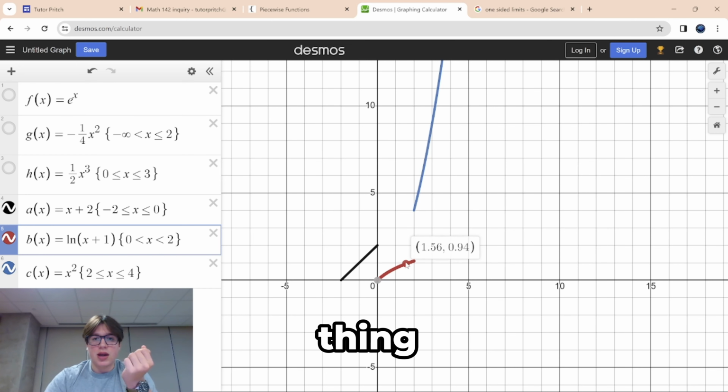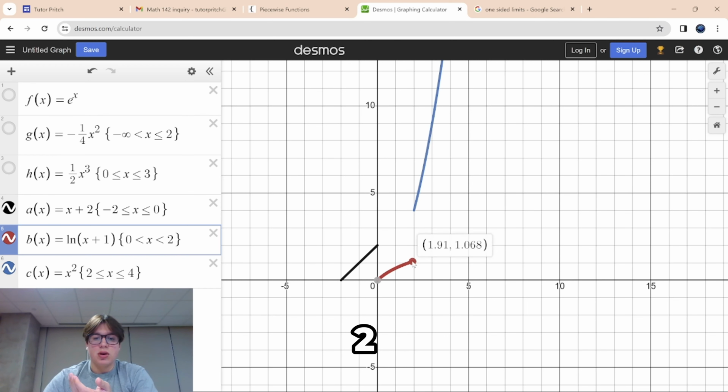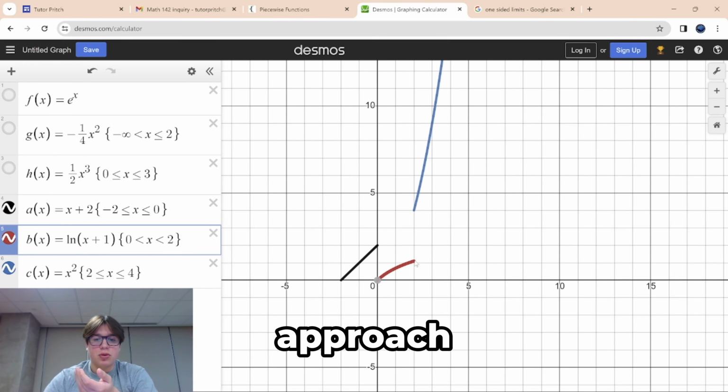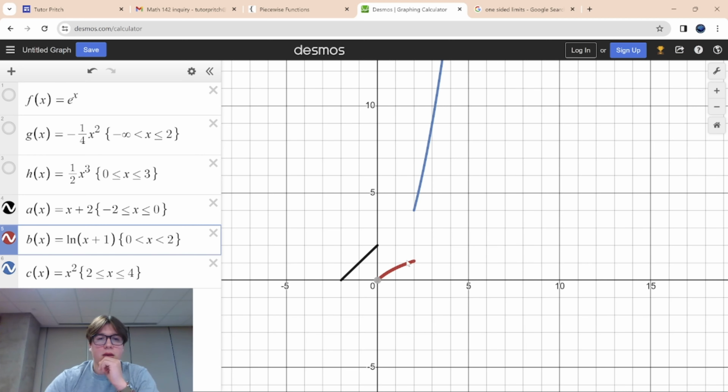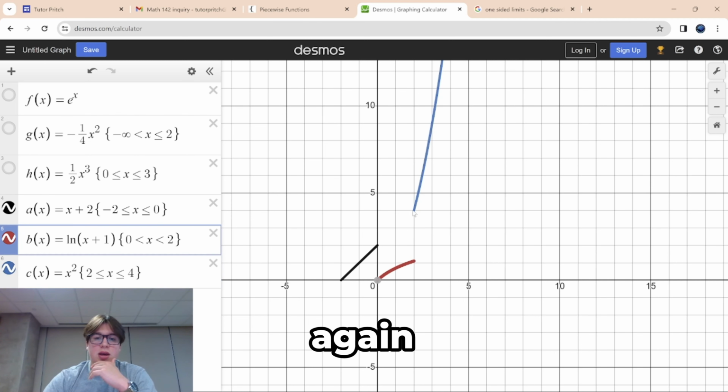We can see the same thing happen again when we approach the point x equals 2 from the left. As we approach the point x equals 2, we get around the value of 1.1. But as we approach x equals 2 from the right, it looks like our limit is 4. So once again, the limit as we approach x equals 2 from the left and the right do not match.